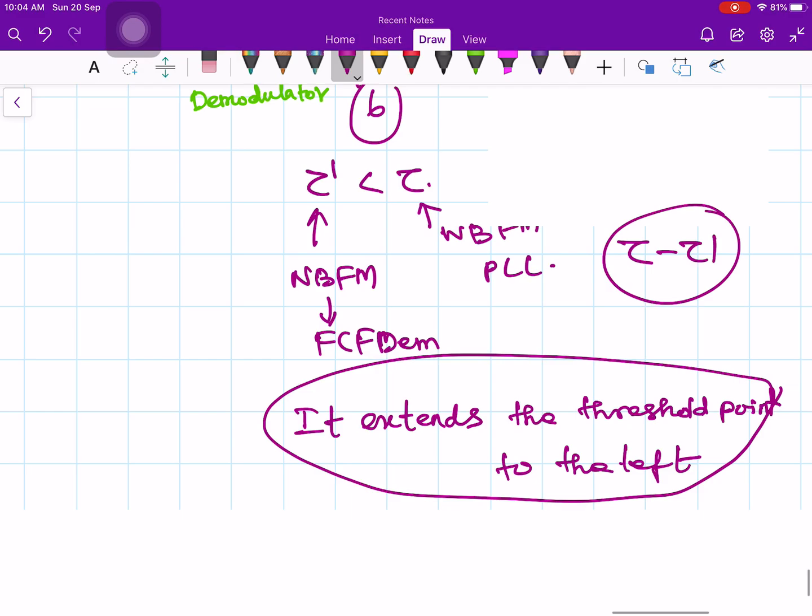Now in the next lecture we will talk about the performance of FM signals. Okay, so let me stop at this point. We will talk about performance of FM signals in the next lecture. Thank you.